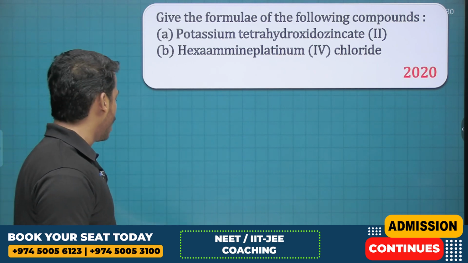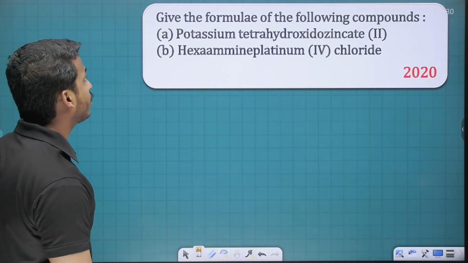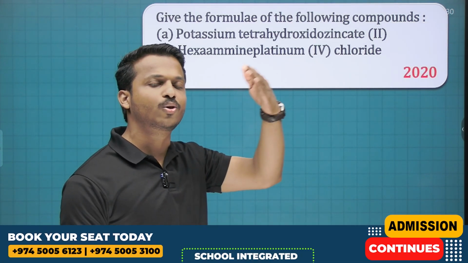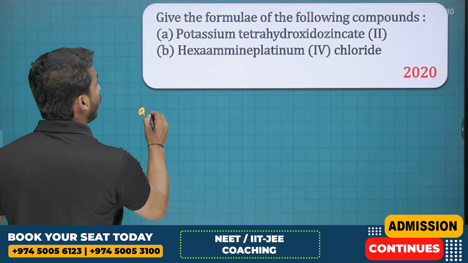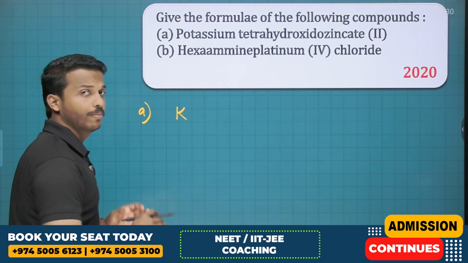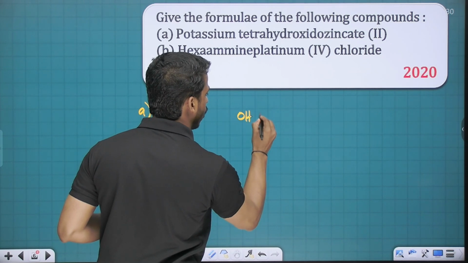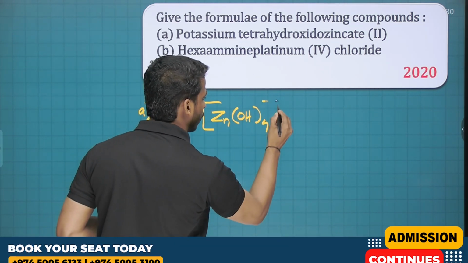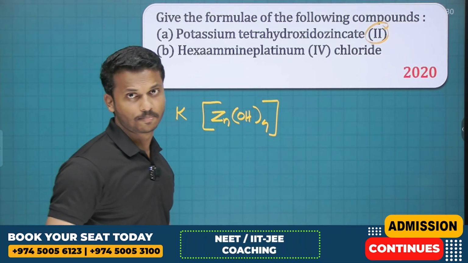Now give the formula of the following complex. Let's discuss one question from 2020. Give the formula of the following compound. You know, by giving the formula, they ask you the structure. By structure, they ask you the formula. First one, potassium. What is meant by potassium? K. Tetrahydroxido. What is tetrahydroxido? OH 4 times. Zincate, Zn, right? This is the complex. But we want to make the overall oxidation state 2, my dear.